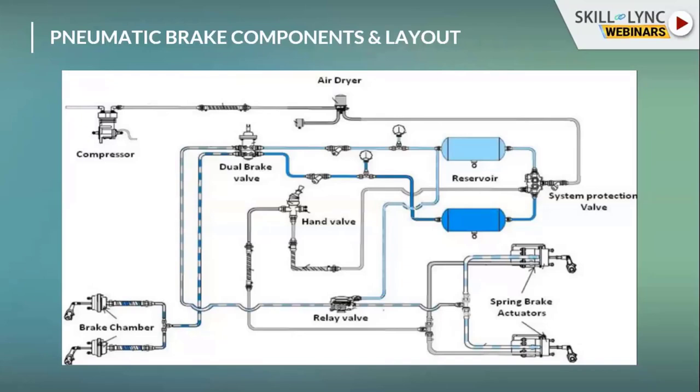So next comes the air dryer, which removes the moisture content in the compressed air generated by the compressor. Then the compressed dry air, which is free from the water content, is transferred to the reservoirs. There are two reservoirs in this circuit, the primary and the secondary reservoir.